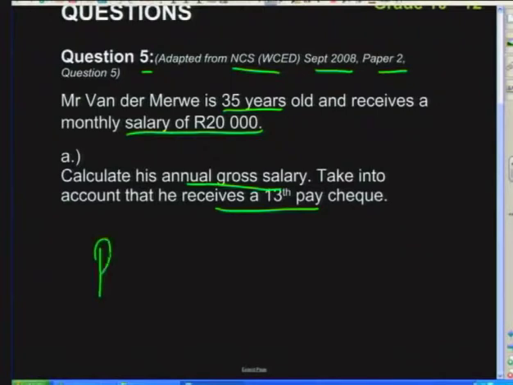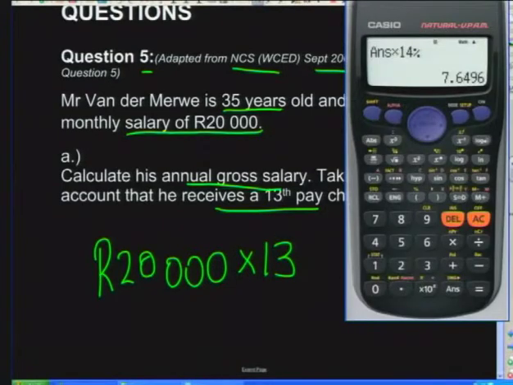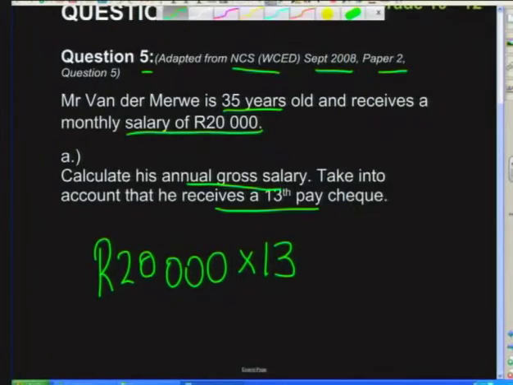So that's quite an easy sum. 20,000 rand per month and 13 months. So, because he earns a 13th check, we get an answer of 260,000 rand.